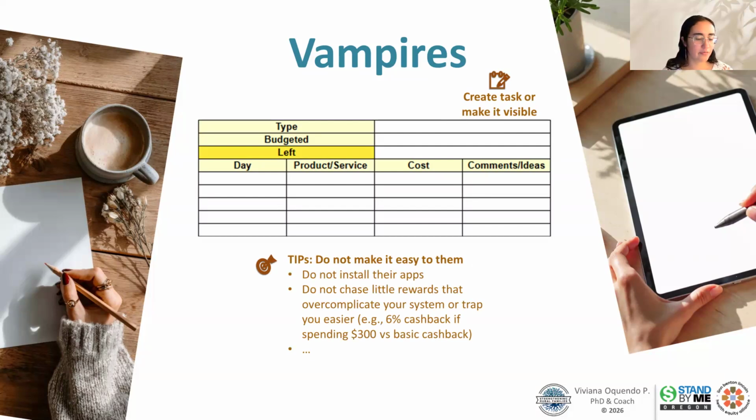And also, don't make it easy for these vampires to get at you. So for instance, if you're very impulsive buying something, maybe don't install the app. Maybe you have to go to the computer or something like that. If you make it more difficult for yourself, maybe you think twice and don't do it. Also, don't take risks. Sometimes we chase little rewards, and by doing that, we overcomplicate our own money system, and then we can fall into traps very easily.